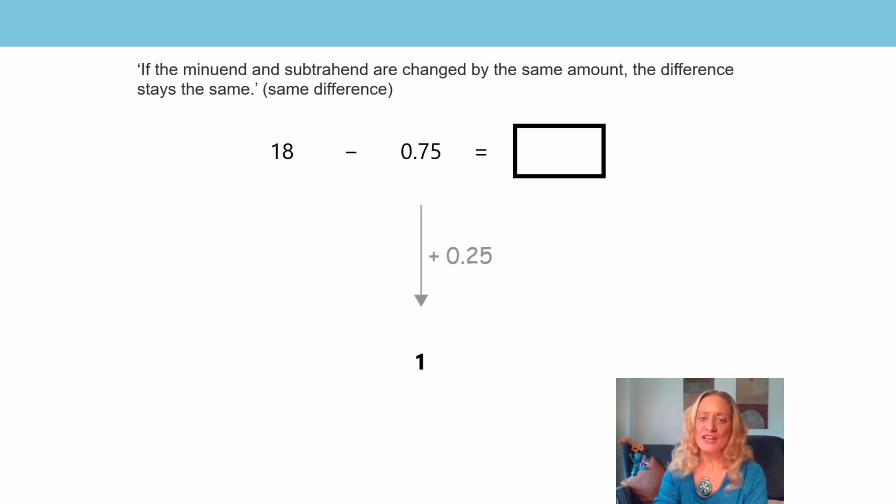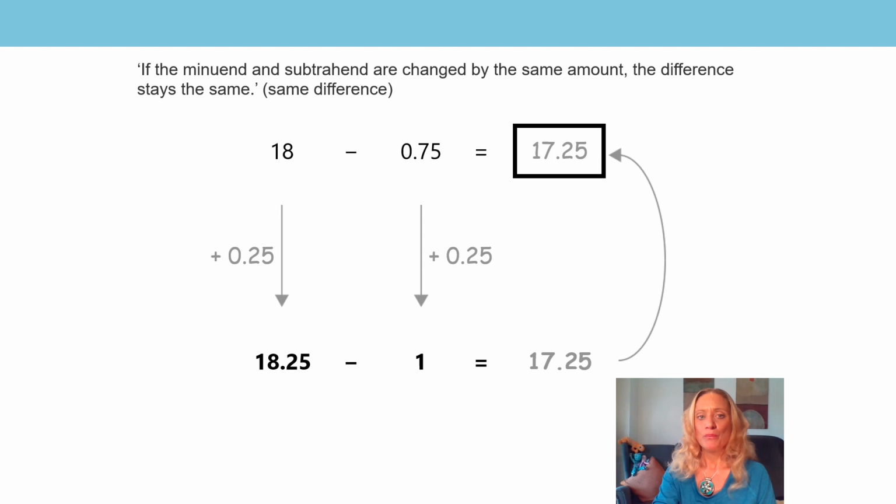What do I have to do if I'm using the same difference strategy? I have to add the same amount, don't I, to the minuend. So if I increase the minuend by 0.25, I get 18.25. That was really easy so far, wasn't it? I like this same difference strategy for this calculation. And is 18.25 subtract 1 nice and easy? Yes, it's an absolute doddle, isn't it? So I would get 17.25. Super. And the difference stays the same because I've transformed the minuend and subtrahend by the same amount. I really like the same difference strategy for that one, but perhaps you prefer the previous strategy, and that's fine because we're choosing the most efficient one.